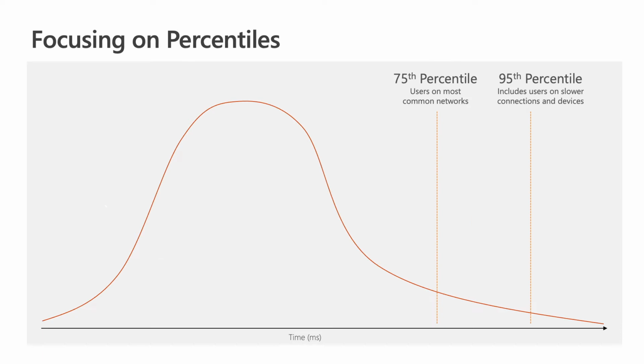Specifically, we're focused on measuring and optimizing for the 75th percentile of our users, as it allows us to understand how the majority of our users experience the web apps on most common types of networks. Additionally, we're also focusing on addressing the 95th percentile, as it allows us to understand how users on slow networks or low-end devices experience our web apps. It's important to focus on both of these measurements to holistically understand how various types of users experience the web app.